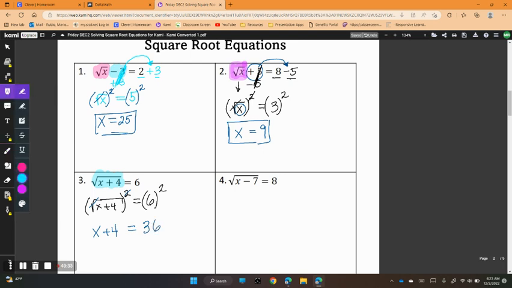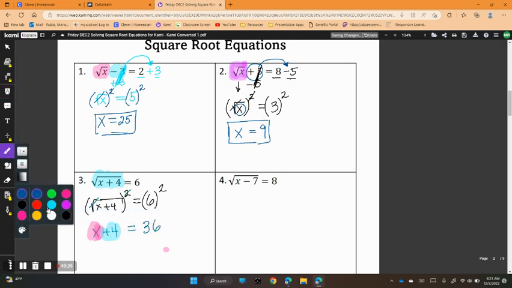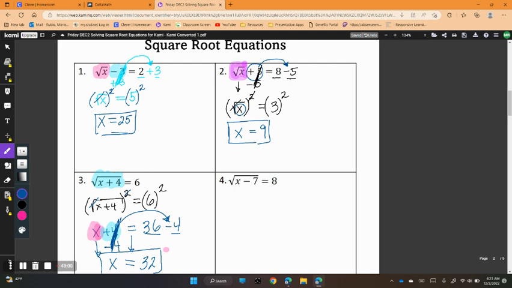Okay, not quite done yet, because now I've got x, and I've got this 4. So what I need to do to solve for x is bring this 4 to the other side of the equation. I can accomplish that by subtracting 4 from both sides. These two 4s will cancel out. I bring down my x, bring down my equal sign, and then I've got 36 minus 4, which is 32. Okay, same steps, same process. Let's take a look at this one.